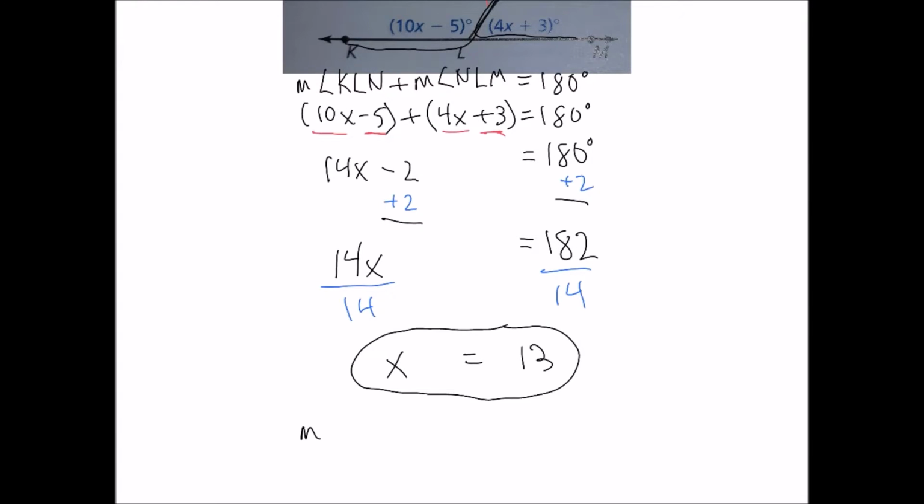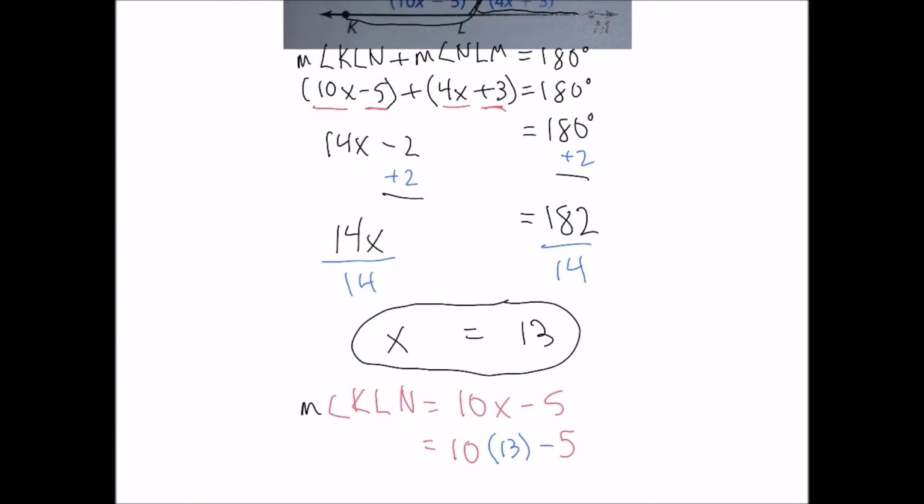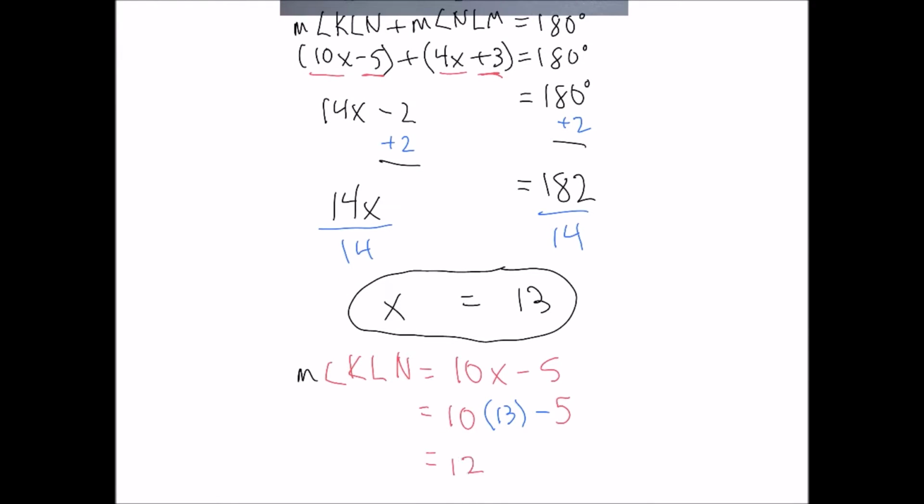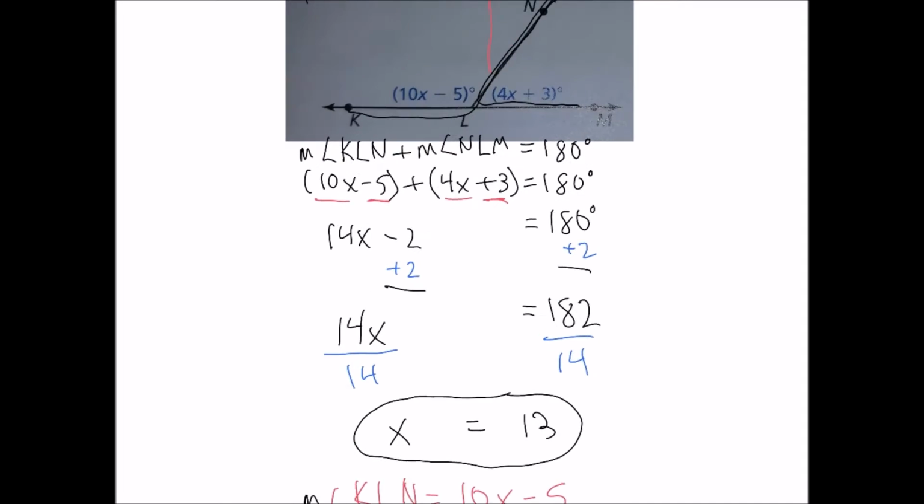Next, we have to substitute that value for x back into both expressions to find out what the two angles are. So KLN is 10x minus 5, so 10 times 13 minus 5, 130 minus 5 is 125 degrees.